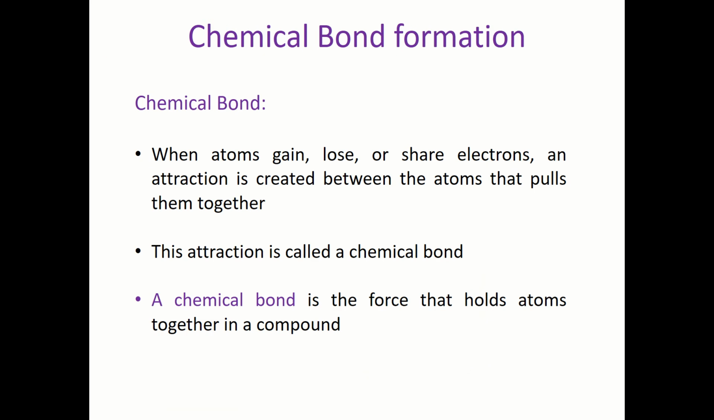Now let's finish this by speaking about the bonds, how we deal with bonds. So a bond means a force, and if you remember from your previous physics and chemistry studies, a force means to pull something or to push something, right? So here the kind of bond between the elements that makes the compounds is a kind of force, and we call it a chemical bond. Now the chemical bond happens when atoms gain, lose, or share electrons, right? Gaining, losing, or sharing, and attraction is created between the atoms that pulls them together.